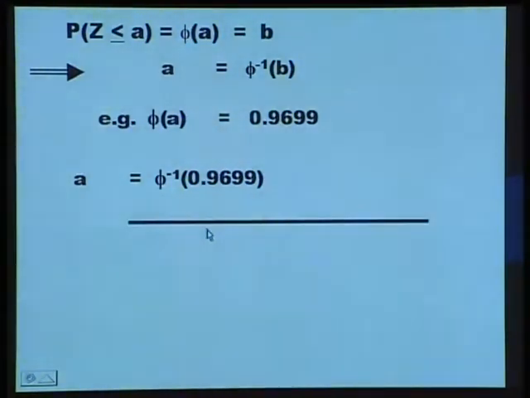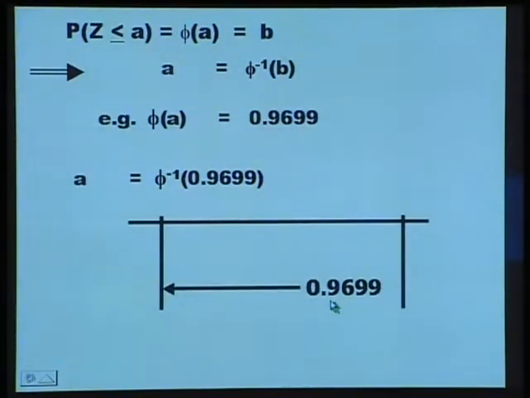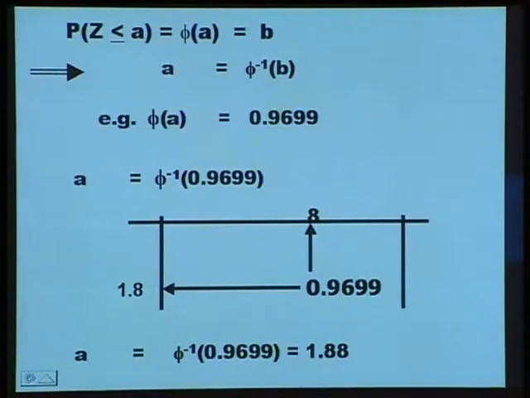So in order to find the value of phi inverse of 0.9699, we locate this value 0.9699 in the normal table, and then read horizontally the value of z in the first column, which is 1.8, and read the second dp in the value of z in the top row, which is 8. So we will say that phi inverse of 0.9699 is 1.88.